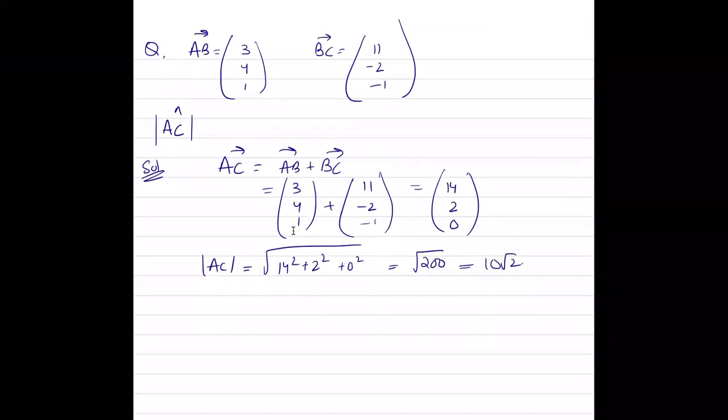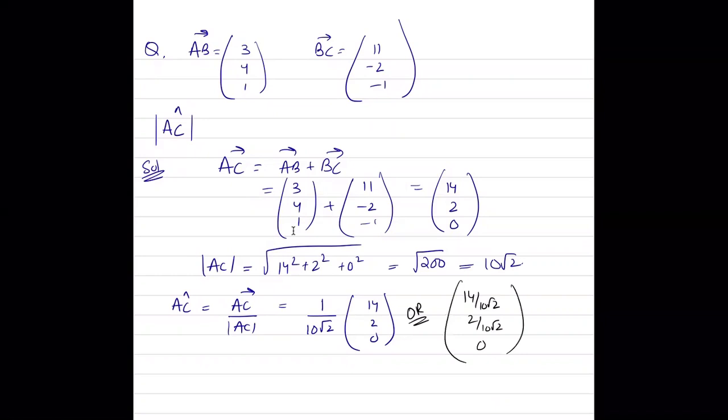Now the unit vector AC hat is just the vector AC divided by the magnitude of AC. The magnitude is 10 root 2. The vector AC was 14, 2, 0. You can also write your answer as 14 upon 10 root 2, 2 upon 10 root 2, 0 upon 10 root 2 is 0. Either you can leave your answer like this. Do you understand this? Yes, sir. Okay.